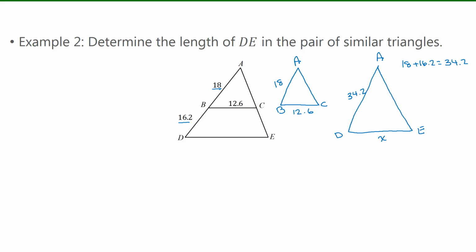So now I can set up my proportion. X over 12.6 is equal to 34.2 over 18. And we learned in the last video to solve this proportion, we shall cross multiply. So we get 18x is equal to 12.6 times 34.2. I'm putting that in my calculator. I get 430.92. Now to solve for x, I need to divide both sides by 18.